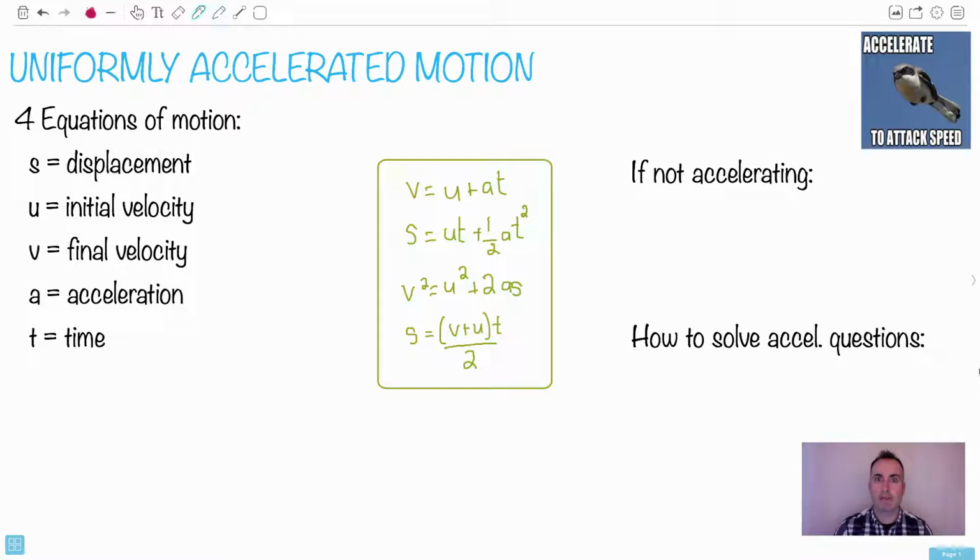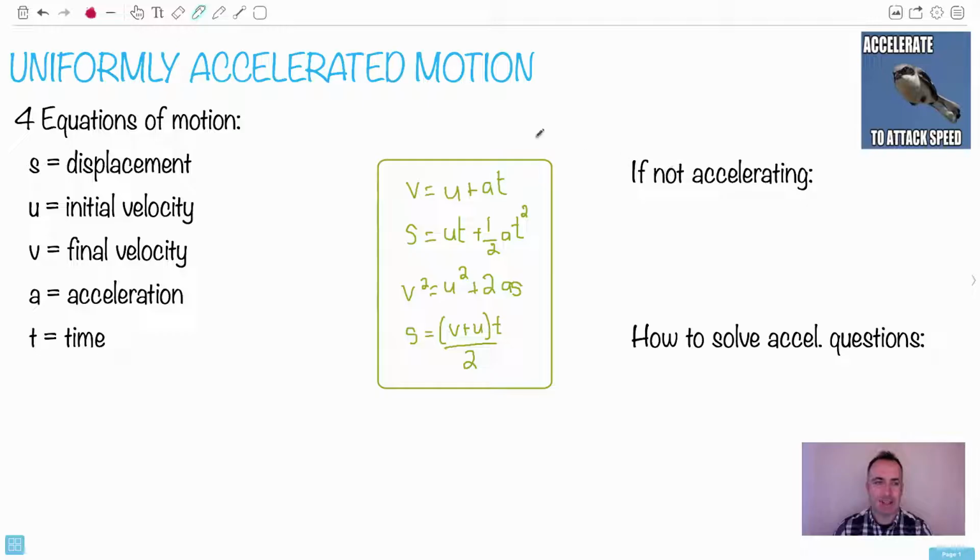Uniformly accelerated motion is one of the most basic things that you need to know from physics. And I don't mean basic as in easy, I mean basic as in base, as in a lot of things really hinge upon this, especially an understanding of it. So I'd like to maybe go a little bit by contrast and talk about what happens when you're not accelerating.